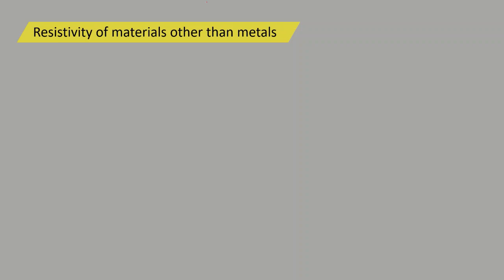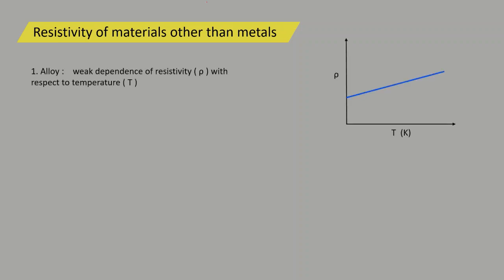Now we will study resistivity of materials other than metals. So first it will be alloy. For alloy, there is a weak dependence of resistivity on temperature. That is, it will show a linear graph for a wide range of temperature. The variation is very less, and thus we normally use alloy for making resistances that are used in circuits or devices, so that its resistance value doesn't change with temperature.